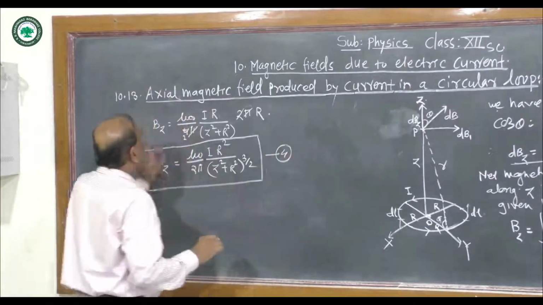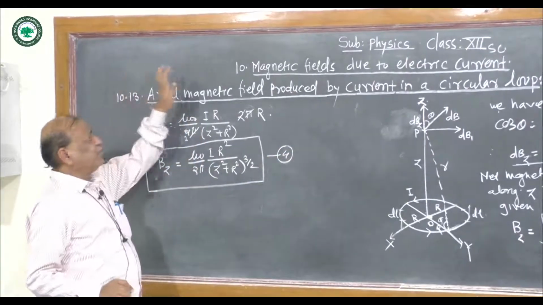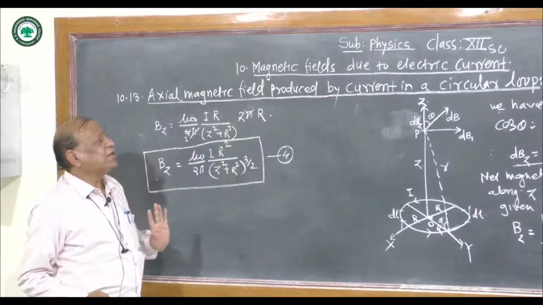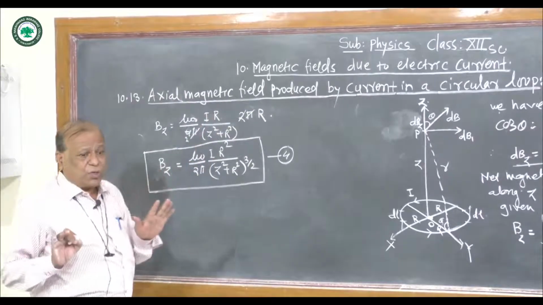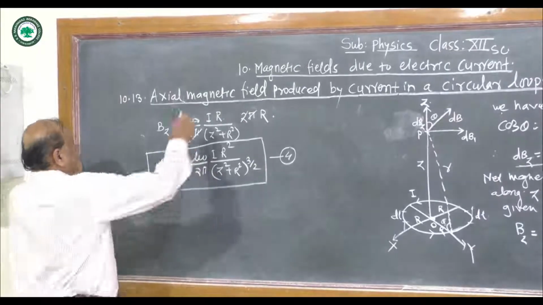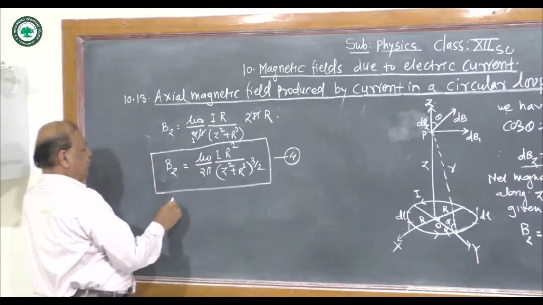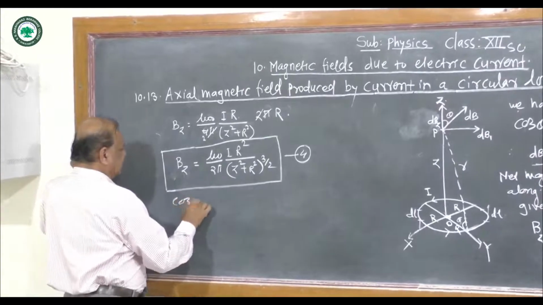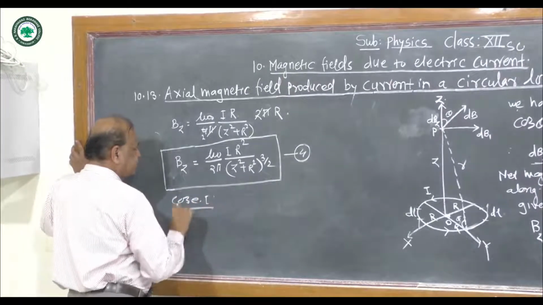And now this is the magnetic field produced by current in a circular loop. Now we have to explain again different special cases for this magnetic field Bz. That is case 1 here.